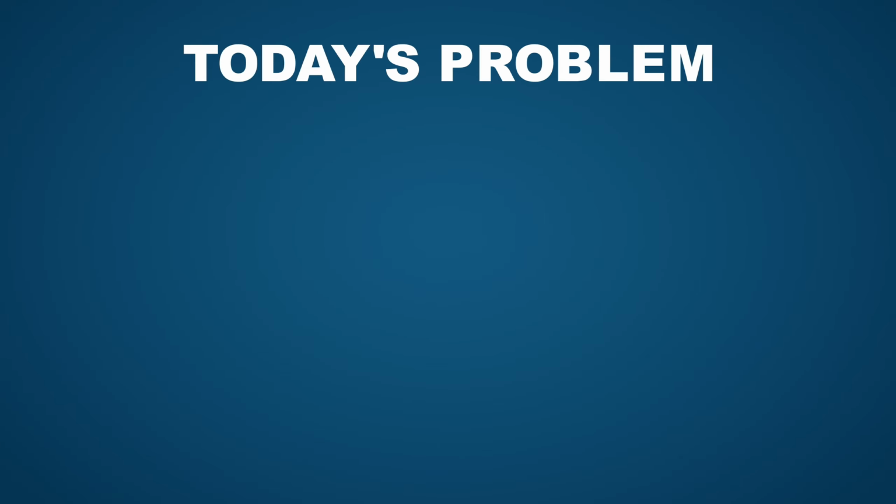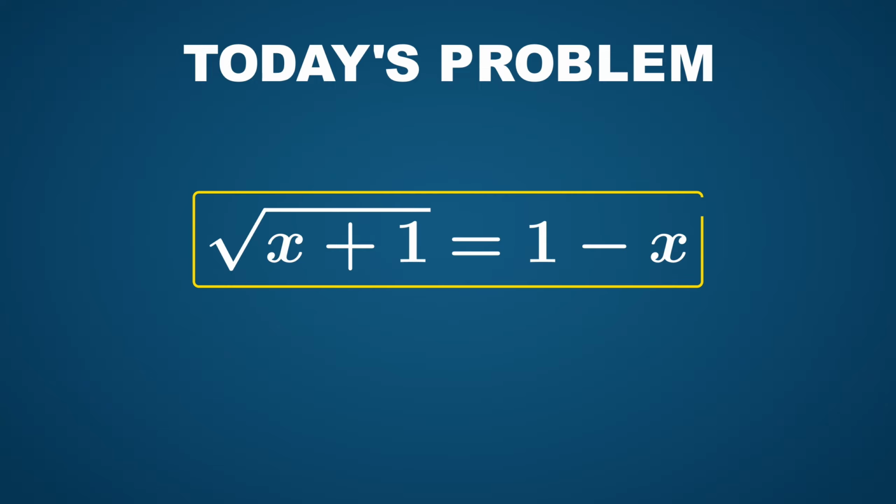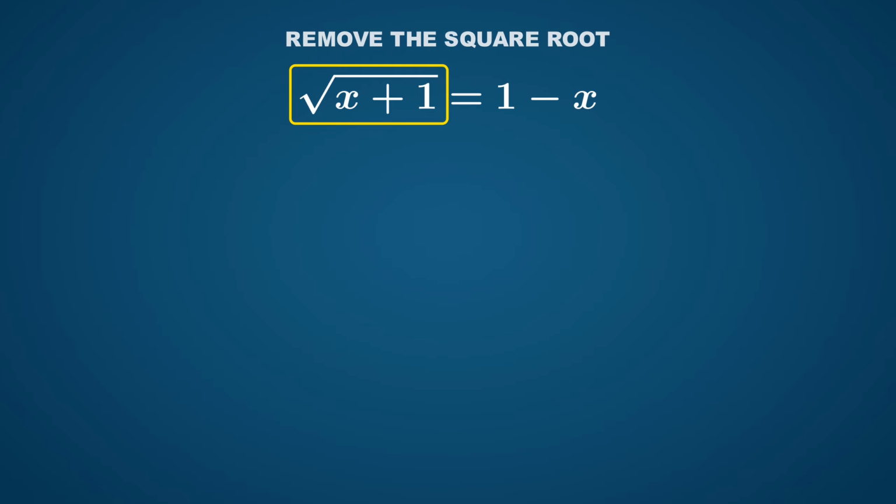Here is today's problem. We have the square root of x plus 1 equal to 1 minus x. We want to find x. To start, we want to remove the square root on the left side. We can do that by squaring both sides of the equation.